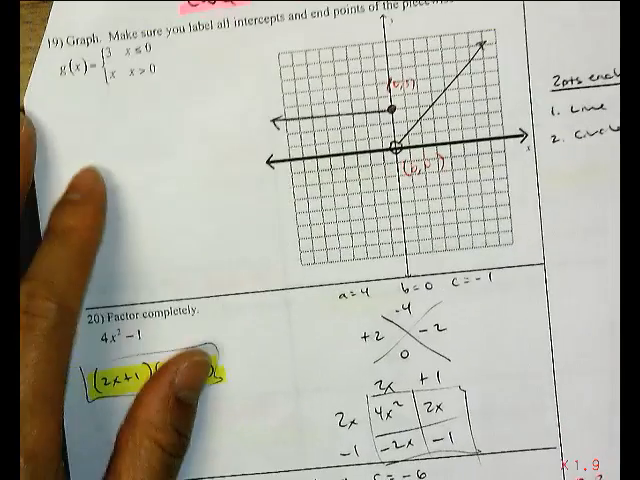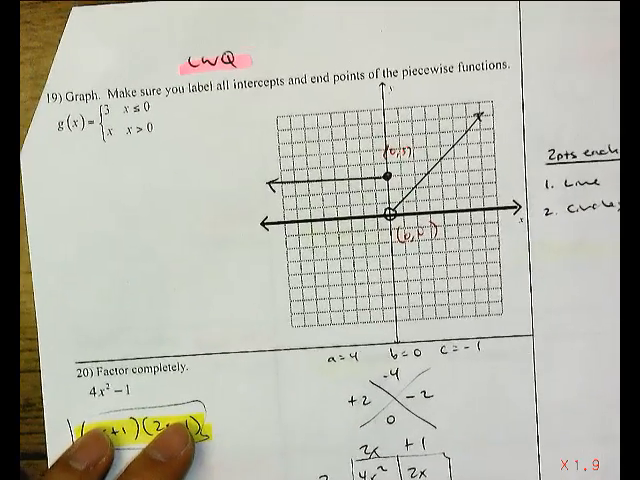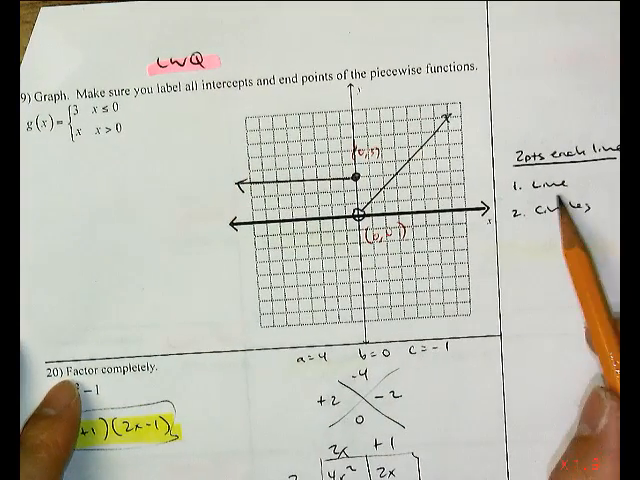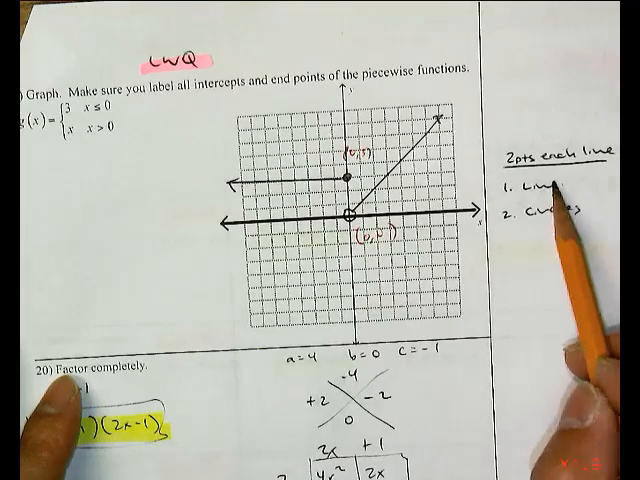Question number 19. I think I've had this on 3 straight weeks. You're graphing the piecewise function. You can look at last week's quiz. That was 2 points for each line: 1 point for the correct line, and 1 point for the circle.